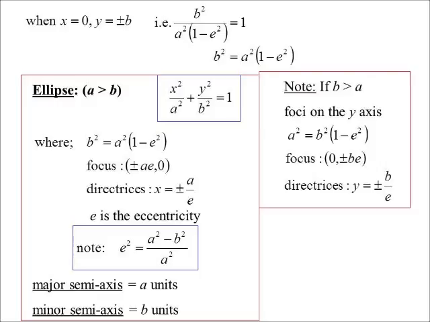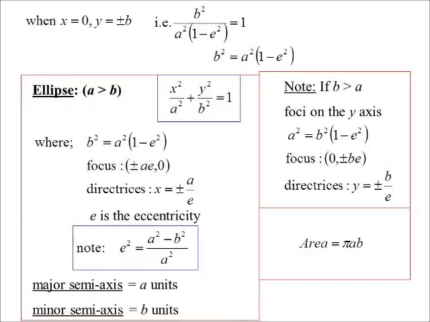Now, if B is greater than A, how does this change? Well, it now means the focus, instead of being on the x-axis, will now be on the y-axis. So A squared will equal B squared (1 minus E squared). So the A and the B swap around. The focus now will be (0, plus or minus BE), because we're dealing with the y values rather than the x values. The directrix will be B divided by E instead of A divided by E.